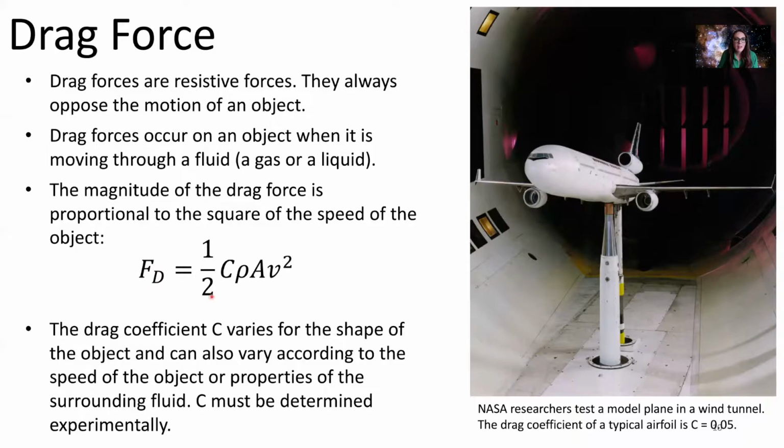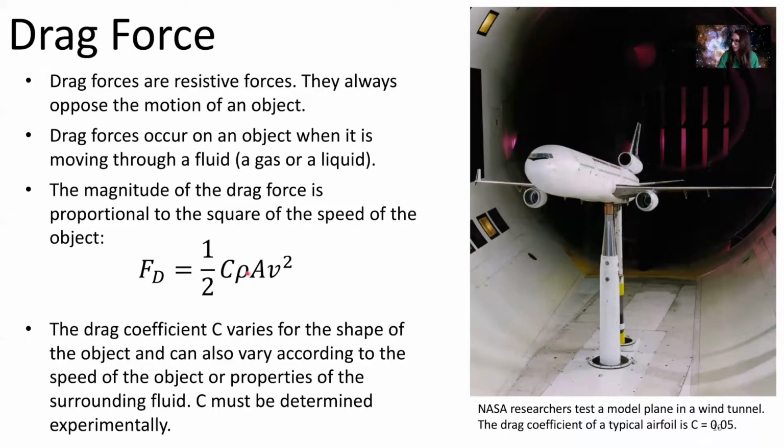It equals 1/2 times C. C is a drag coefficient, kind of like our coefficient of friction. It varies with the shape of the object, and it could also change with the speed of the object or properties of the surrounding fluid. This quantity C has to be determined experimentally, just like the coefficients of friction. Then we multiply it by the Greek letter rho, which represents the density of the fluid through which you're moving. A is the cross-sectional area of that body perpendicular to its direction of motion.